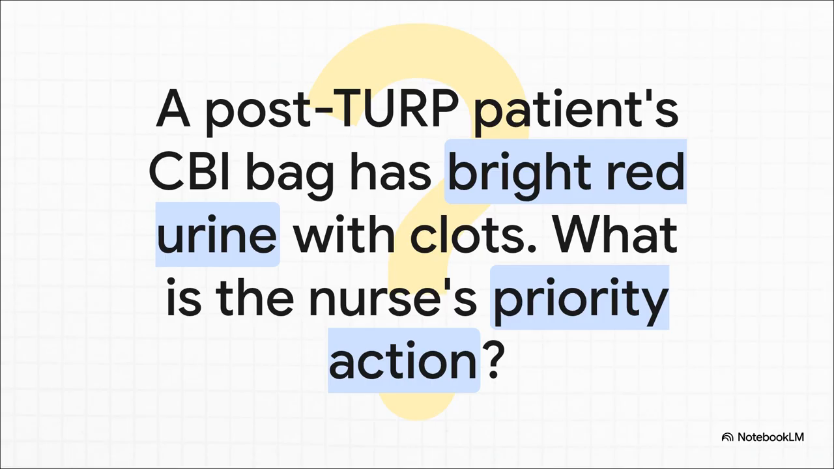Okay, here's the scenario. You're 12 hours into your shift, your post-op TURP patient has that continuous bladder irrigation running. You walk in, you look at the drainage bag, and it's full of bright red blood and tons of clots. What is your priority action? Do you increase the irrigation, give a med for bladder spasms, just chart it as normal, or do you call the surgeon? This is a classic prioritization question.